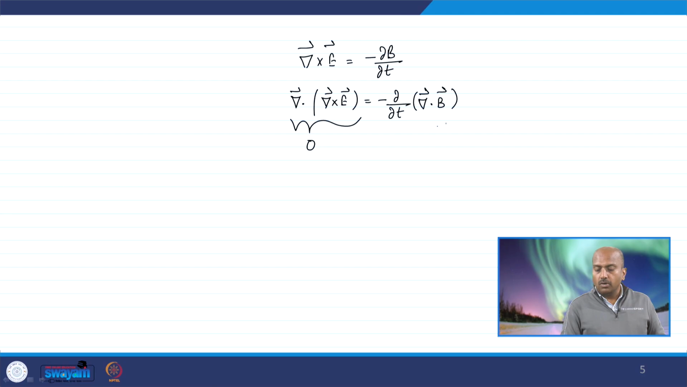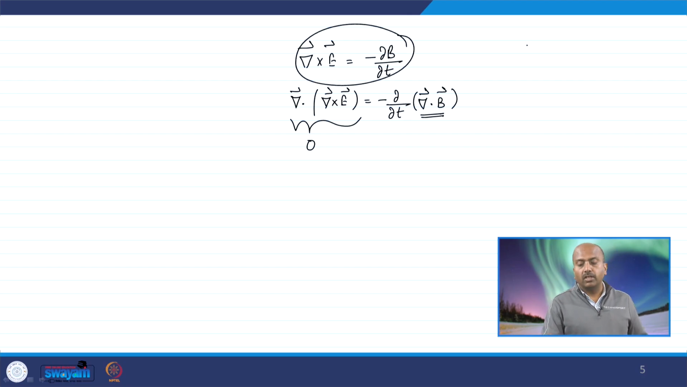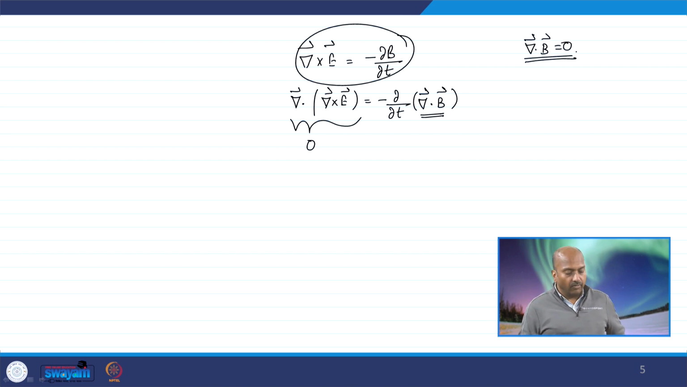So dou by dou t of del dot B is equal to 0, which means this equation is essentially conveying the same information that we know with the help of another equation, which says that del dot B is equal to 0. So that means we can get rid of del dot B is equal to 0, because the information that it provides is already there in another equation. So del cross E conveys what del dot B actually conveys.